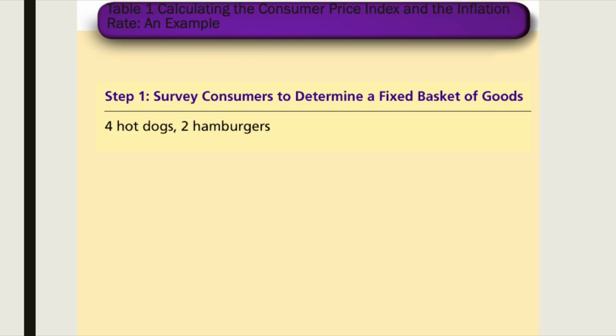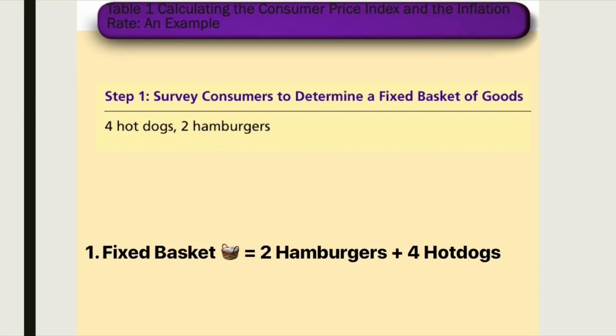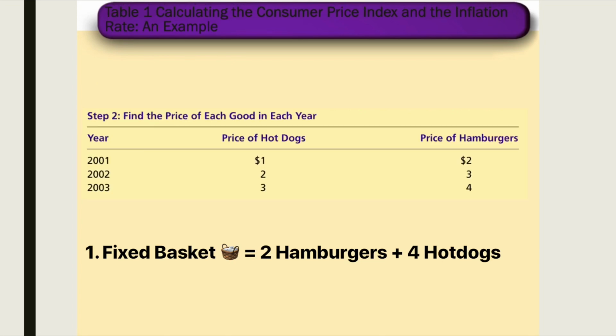So once we have the basket, we fix the basket, we've decided that these are the items that a typical Pakistani uses, and we want to figure out whether the prices of these items from the basket change or not over time. We go and find out the price of hot dogs and hamburgers, the items of the basket, over time. We find that in 2001, hot dogs were $1, hamburgers $2. Similarly, in 2003, hot dogs were $3, hamburgers $4.